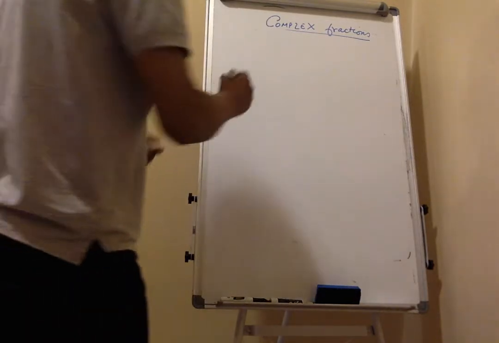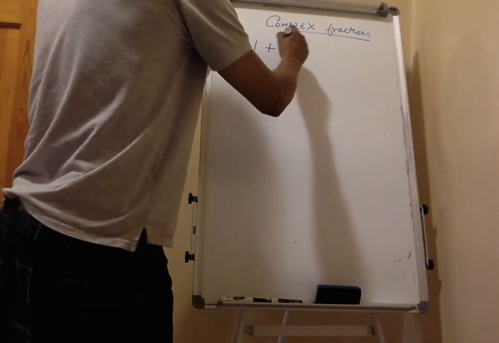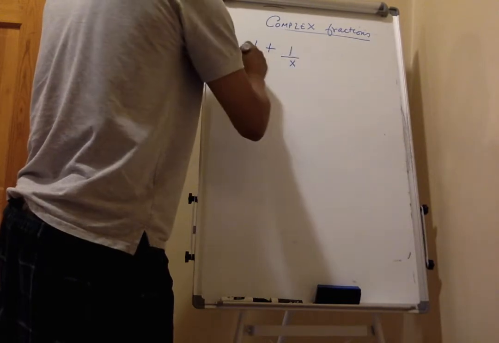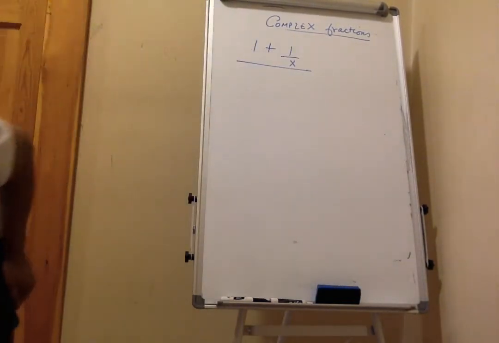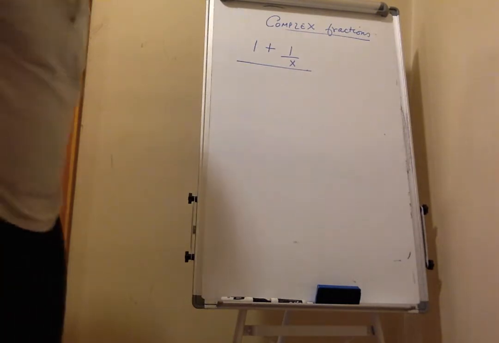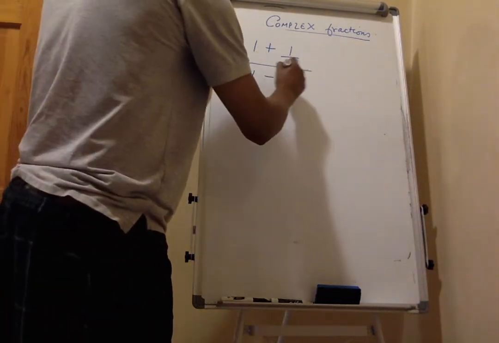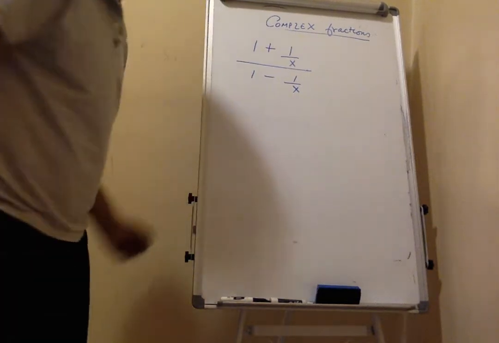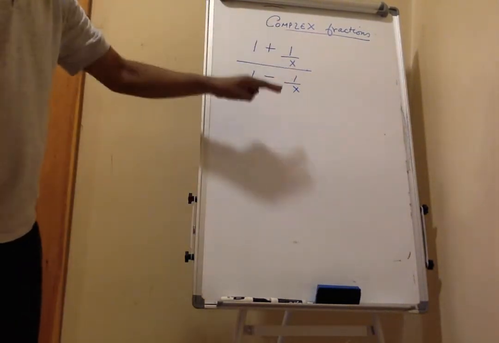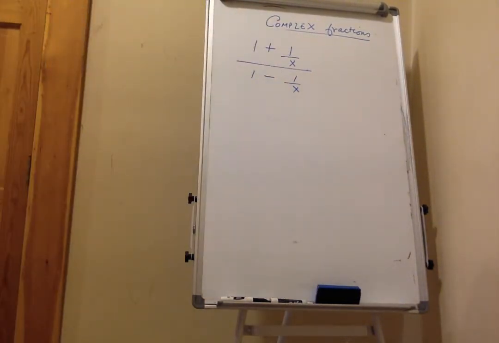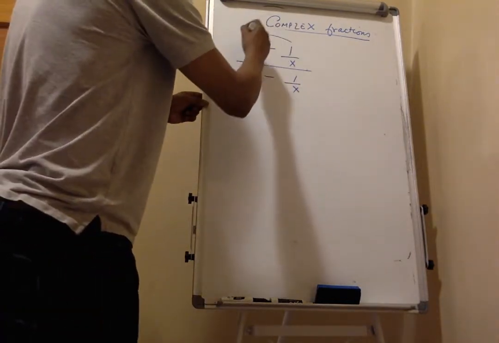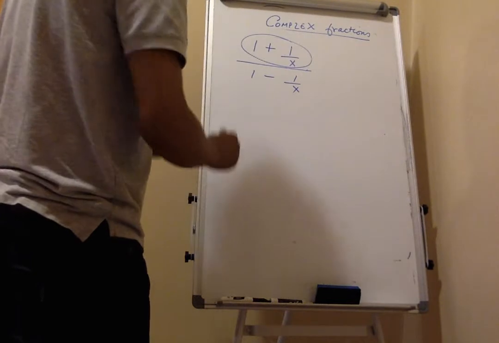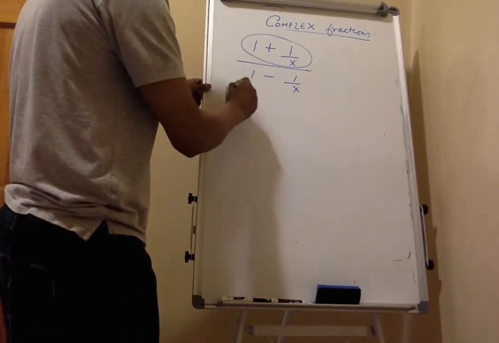Let's do the first one. If you have 1 plus 1 over x, and you are dividing it by 1 minus 1 over x. Okay? 1 plus 1 over x over 1 minus 1 over x. Probably at this juncture, I'm going to take this out. Treat each rational expression in its own term.